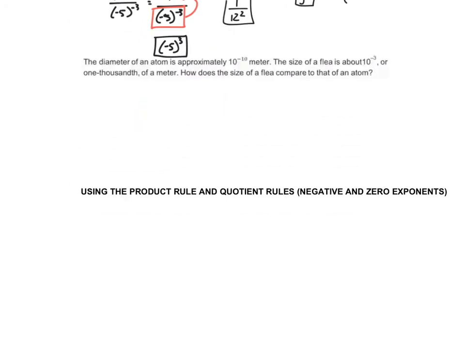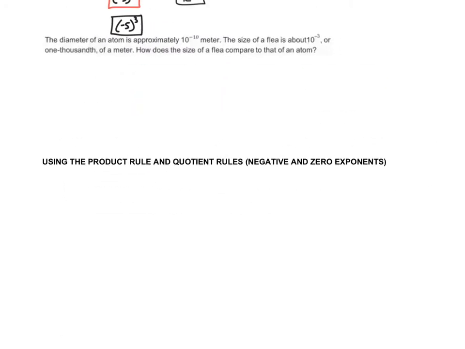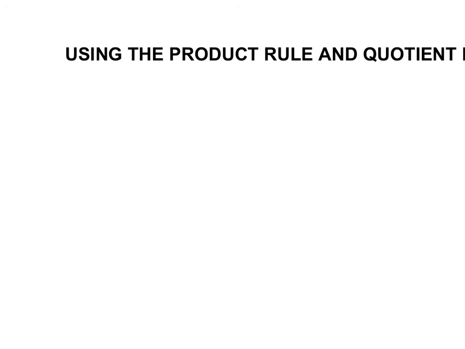Okay, so let's talk about, I'm going to skip this problem here and talk about using the product rule and quotient rule to find the negative and 0 exponents, to kind of explain that, okay? So let's think about this. Let's talk about the 0 exponent, okay? And so this is how I typically explain how you get a 0 exponent.